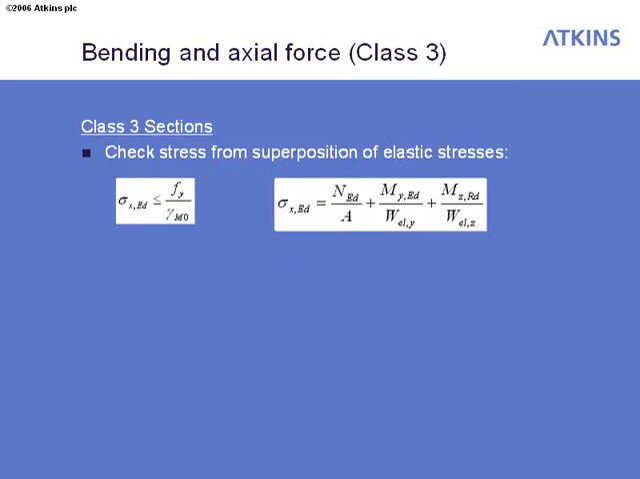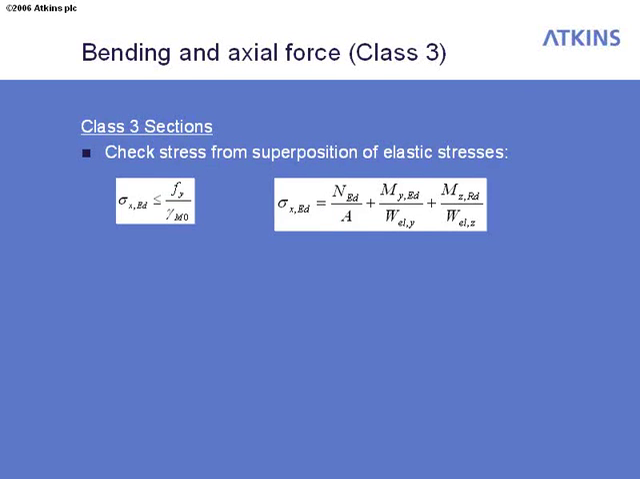For class 3 sections, these are a lot more susceptible to local buckling. And the plastic interactions of axial force and bending moment that we were discussing for the class 1 and 2 sections can't be applied for the class 3 sections. Instead of those formulae, you have a simple superposition of elastic stresses, and the resulting stress is limited to the design yield strength at all locations within the beam, and that's just in accordance with the equation shown on this slide here.